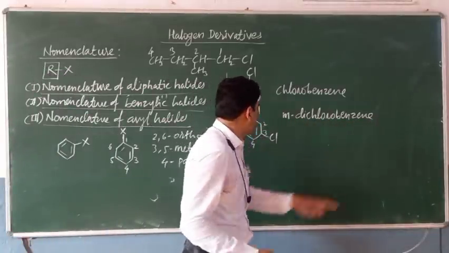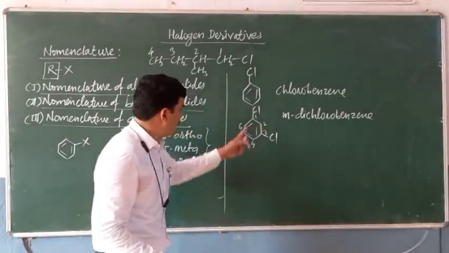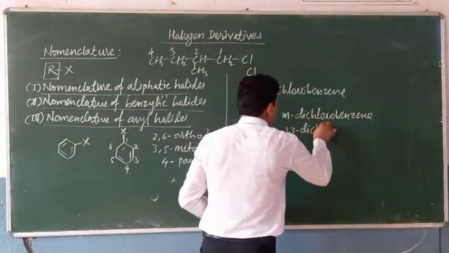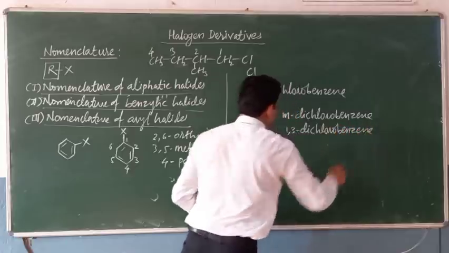Meta-dichlorobenzene, and its IUPAC name will be, the positions bearing the halogen are 1 and 3. Therefore 1,3-dichloro. The name of the ring is benzene. 1,3-dichlorobenzene.